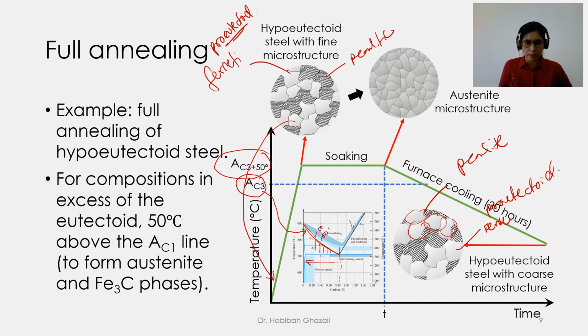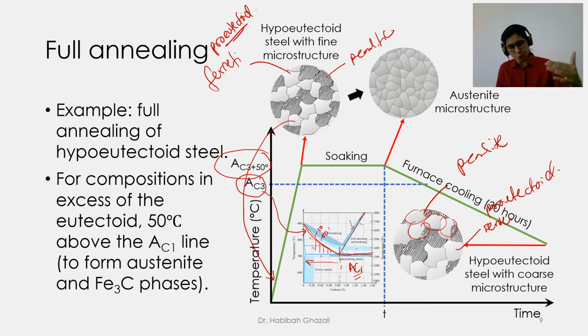We cannot use this line. Instead, we have to heat it up above this line here. So this line is what we call the AC1 line. So we heat it up above this line. So some of the microstructure will turn into austenite, but the cementite, the pro-eutectoid cementite, will still be there.